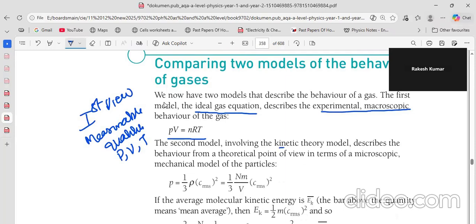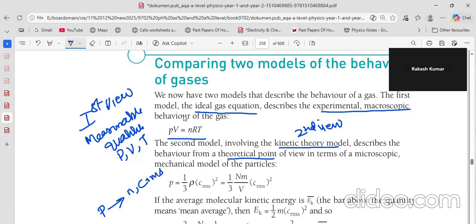Then they come to the second view. It's a theoretical view because you can't see the molecules, you can't get the velocities. But here in this, they are relating the pressure to the number of particles and the speeds.